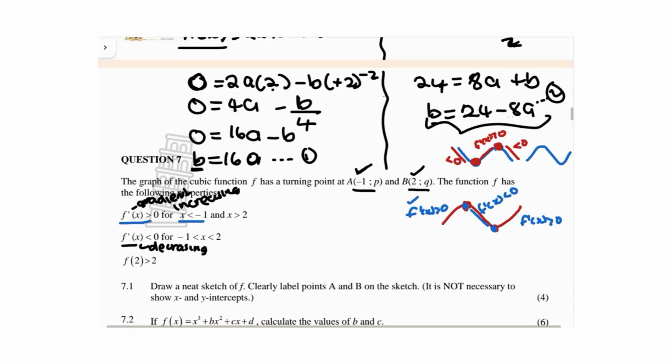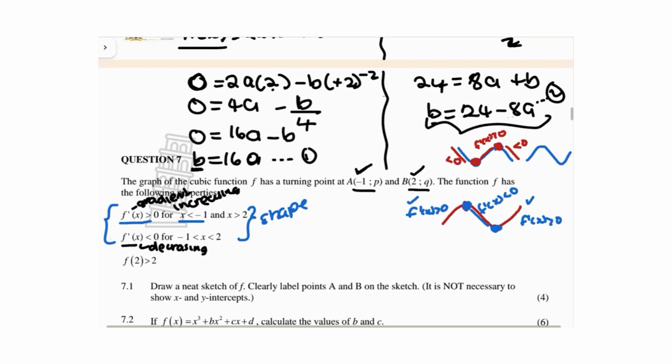They said f prime x is greater than 0 when x is less than -1, meaning x is less than the smallest turning point, and when x is greater than 2, when x is greater than the largest x value of the turning point. And f prime x is less than 0 between -1 and 2, meaning between the two x values of the turning points. So that has helped us determine the shape of the graph, to say the graph is going to be that one because that satisfies these properties.